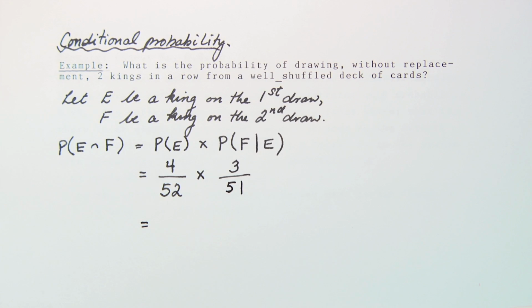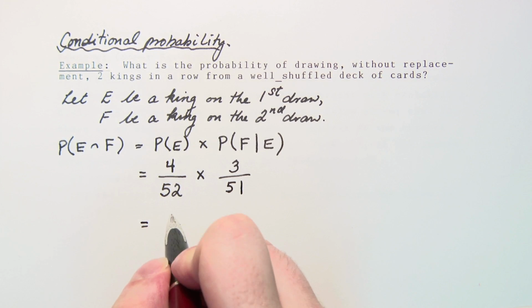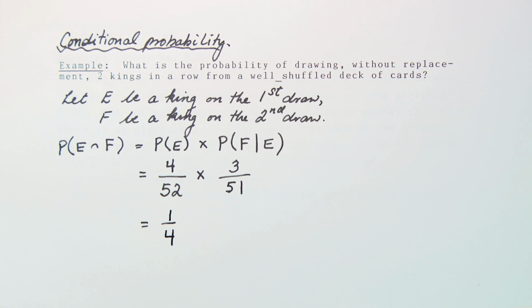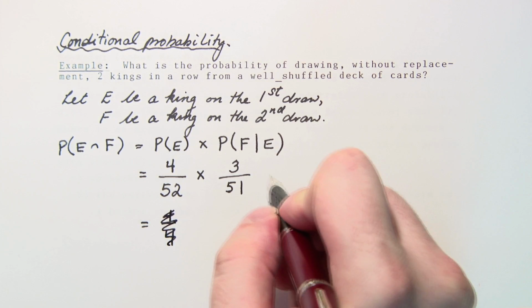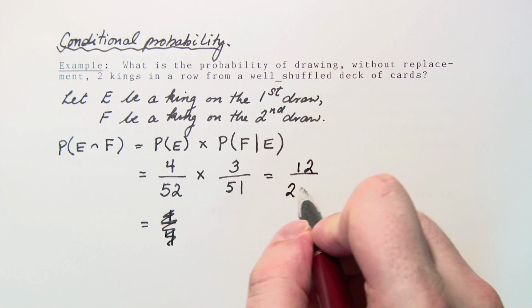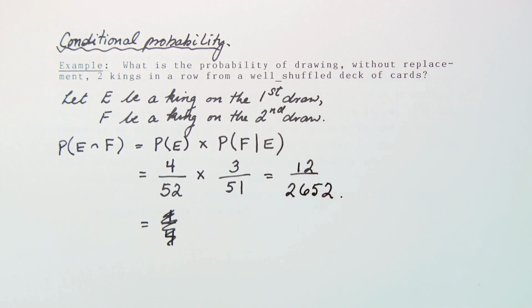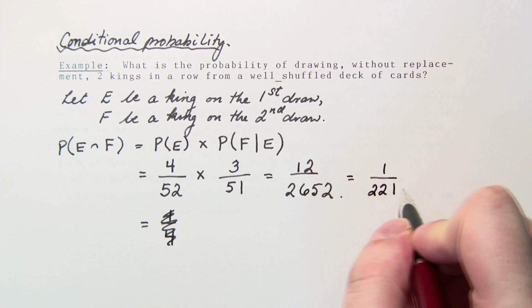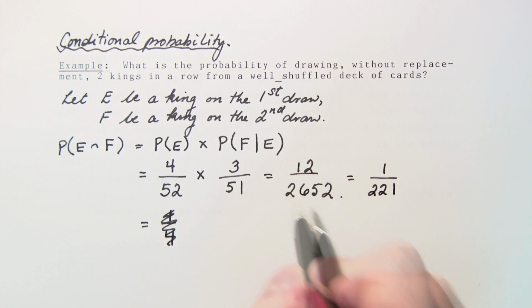Okay, so then we can simplify this a little bit. I think that's right. So that's 4 over 52. No, I made a mistake here. Anyways, if I just do 12 over 52 times 51, that gives me 2,652. Could I do that in lowest form? Let's think about that. So, yeah, I could. This just reduces down to 1 over 221. But this is fine. If you leave it in this form, I'll understand what you mean.